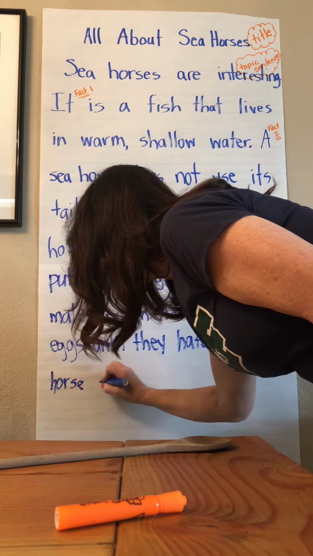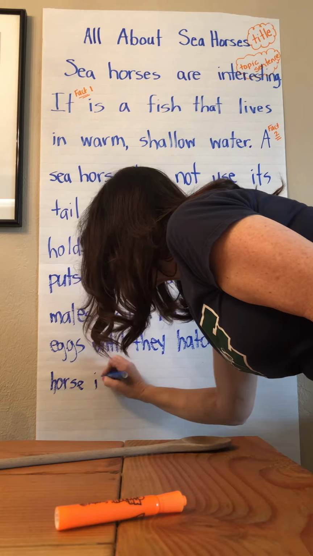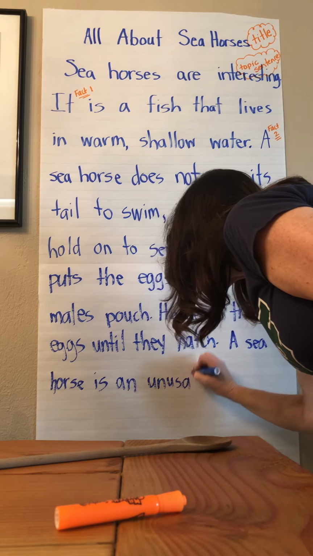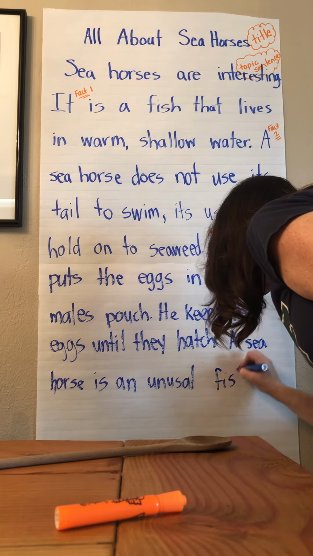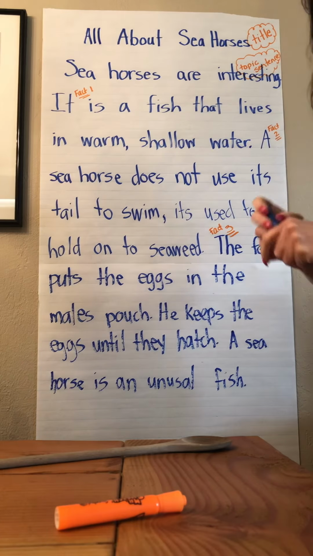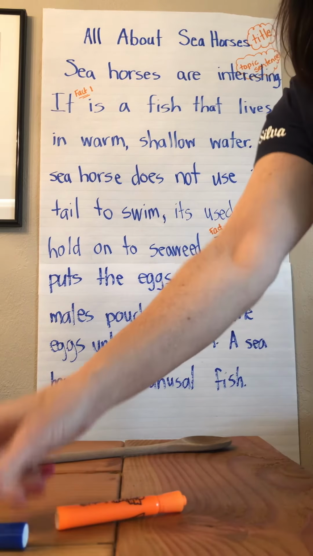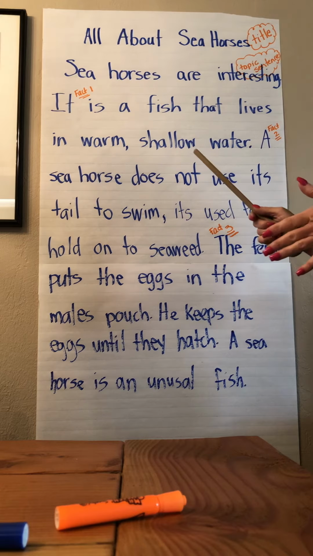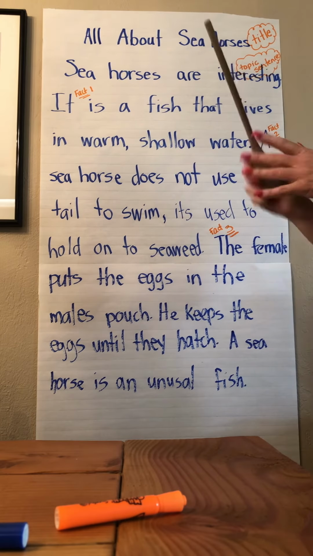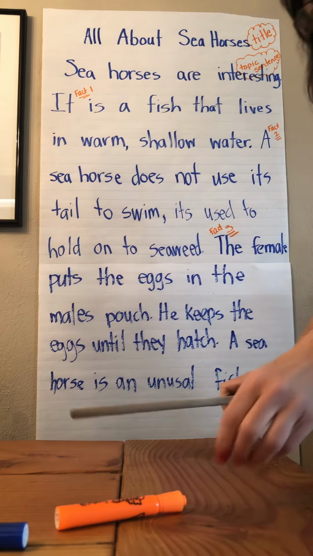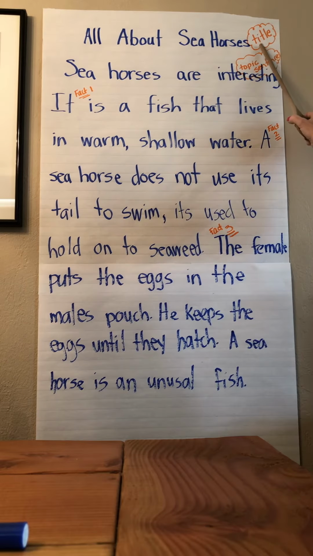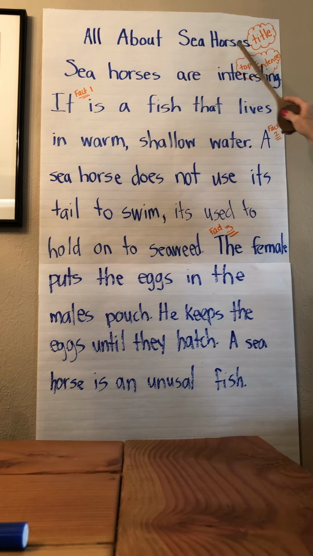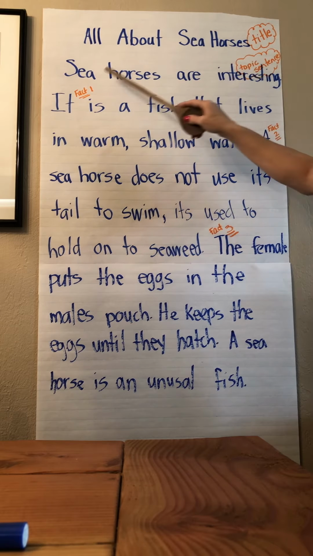I don't know if you will be able to see this. A seahorse is an unusual fish. Oh my goodness, I hope you guys can see all those words. Because good writers go back and read what they wrote, we're going to go back and make sure it makes sense. So we're going to start from the very top, and we're going to start with the title, and it says, All About Seahorses. Read with me, guys.